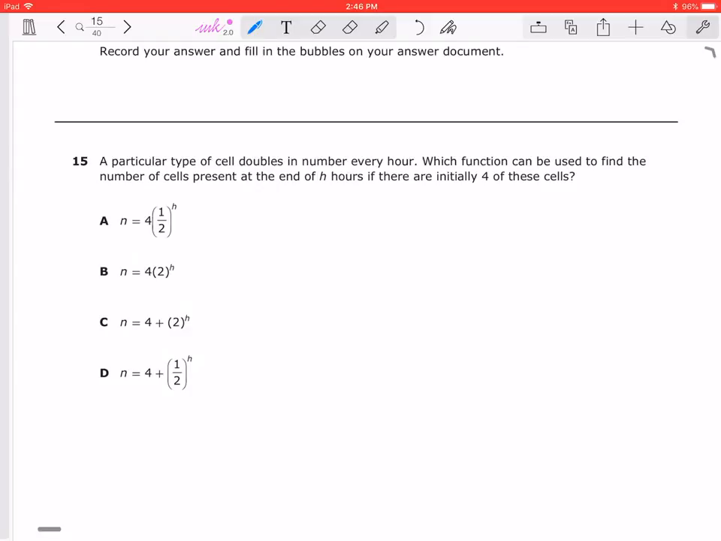Number 15, a particular type of cell doubles in number every hour. Whenever we see that double, we want to think y is equal to a times b to the value of x. Which function can be used to find the number of cells present at the end of each hour, where there are initially 4 of the cells? So that's going to be y is equal to 4 times 2 to the value of x, since it's doubling every hour. So we're increasing, not decreasing. Or in terms of h instead of x, our answer choice is B.